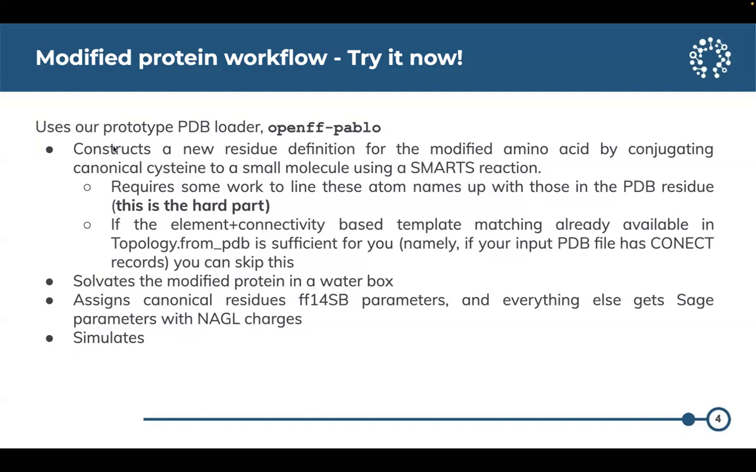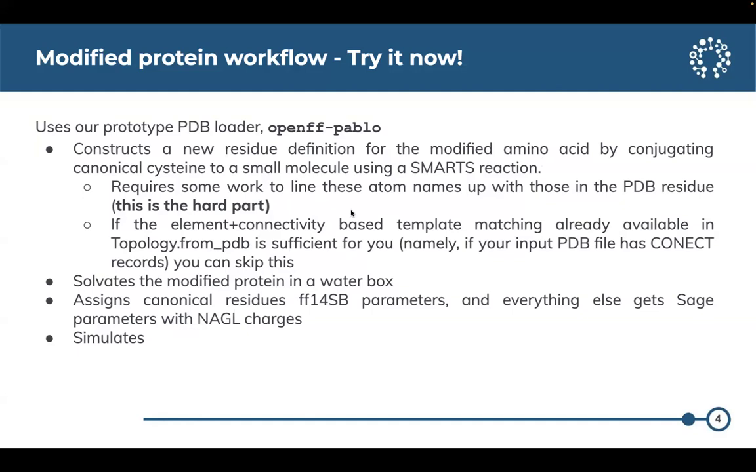So in the prototype of the modified protein workflow I'm going to show you, this uses Pablo and it adds a new residue definition. So it's got a cysteine modified by being conjugated to a small molecule. And we define a new residue using a canonical cysteine from the chemical components dictionary. And then we use RDKit to perform a SMARTS reaction on that, and we conjugate the small molecule.